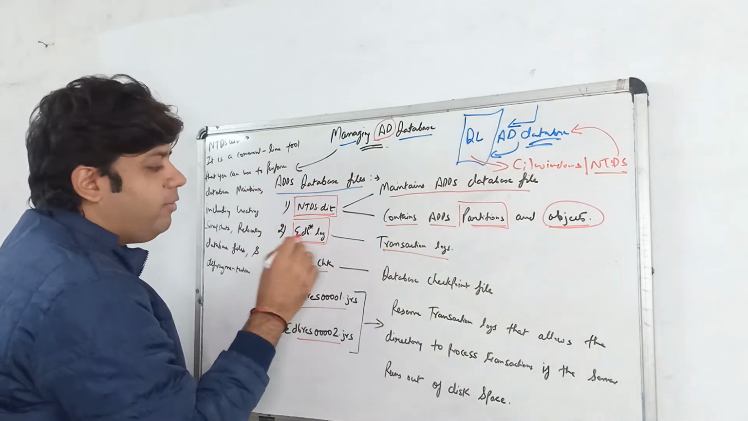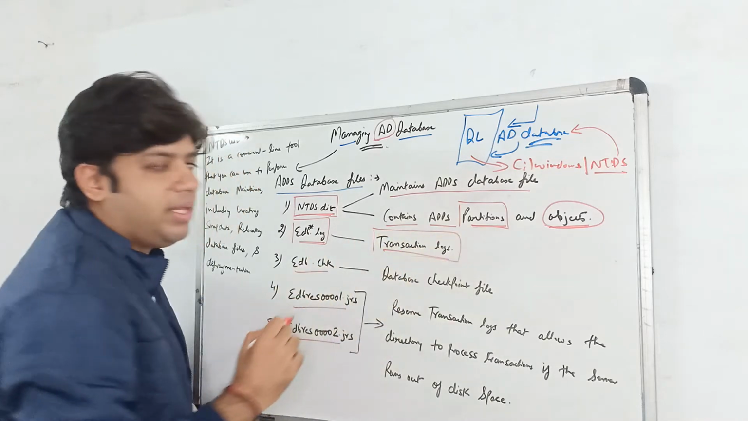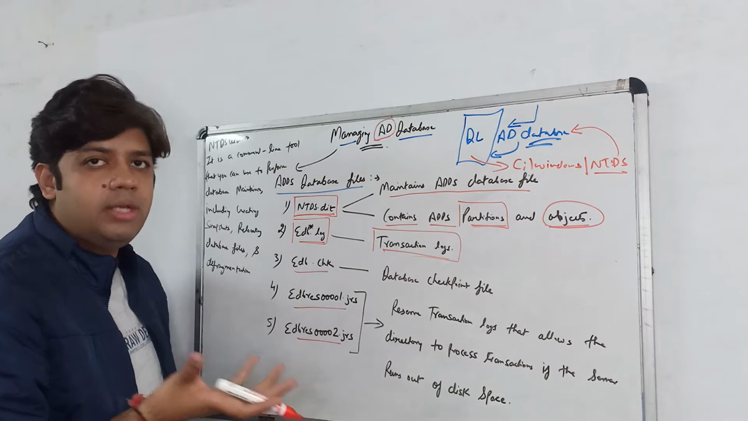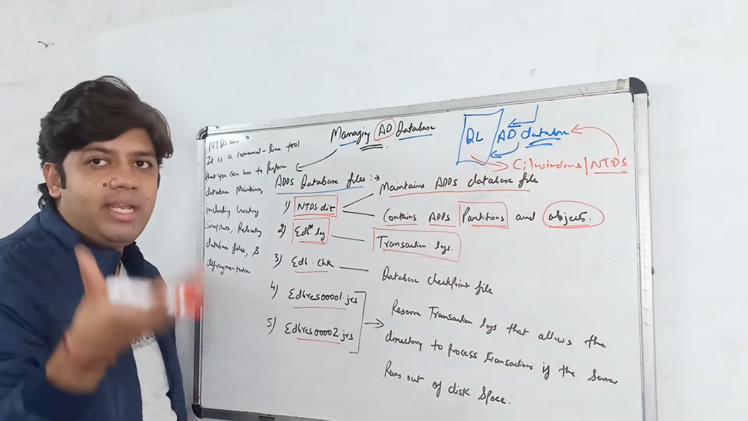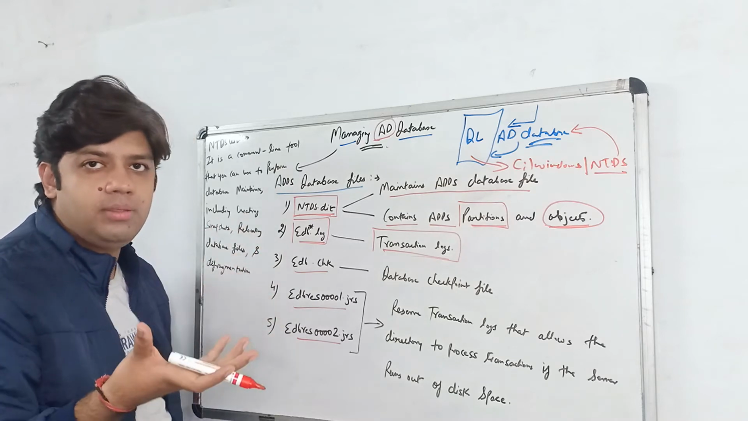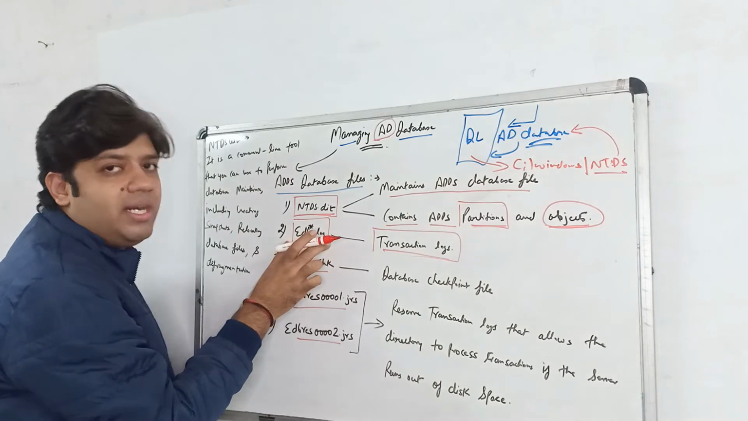Whatever you do in AD is known as a transaction. It maintains the transaction: at what time you created the user account, what the user account name is, the date and time, whether you were able to create it successfully or not, whether you have rights or not. All the transactions are saved in edb.log.